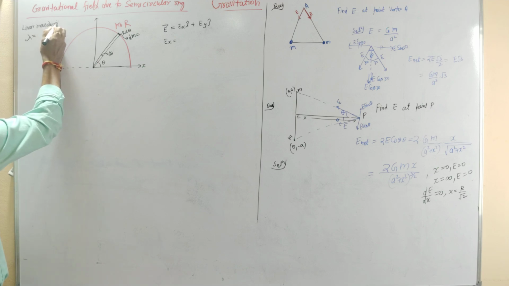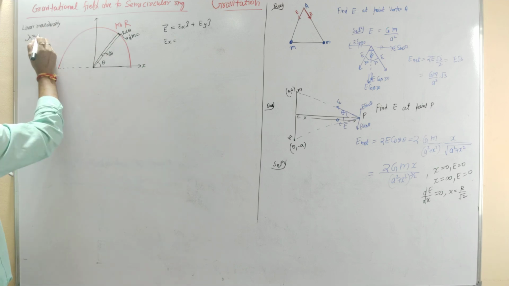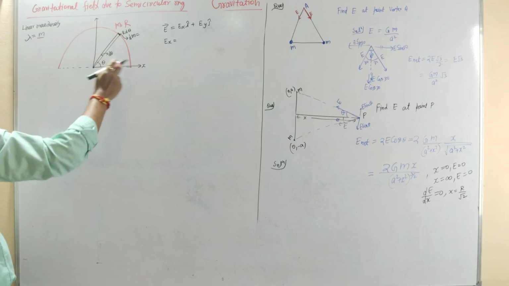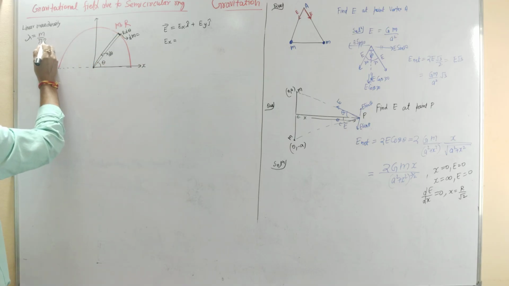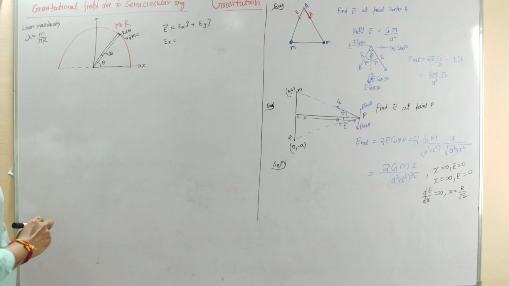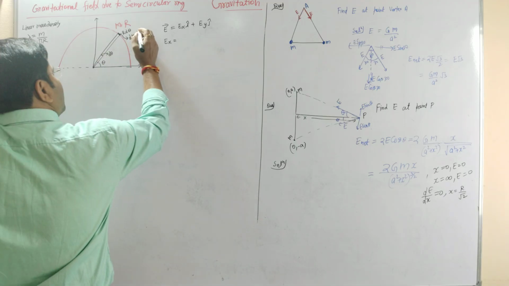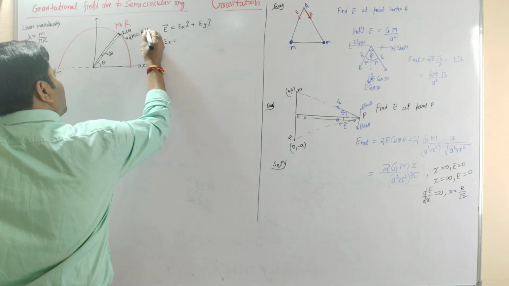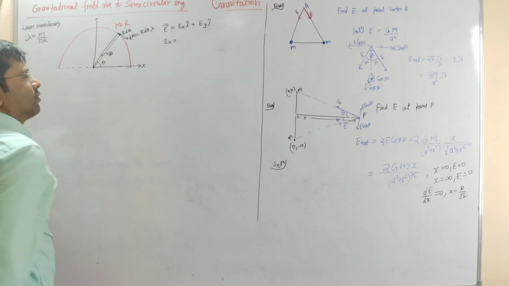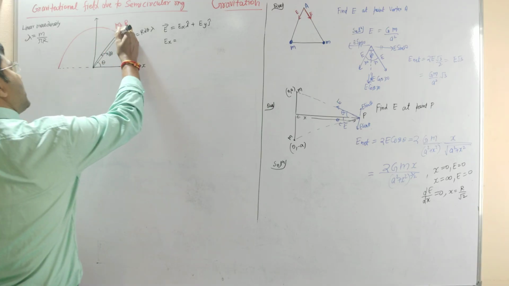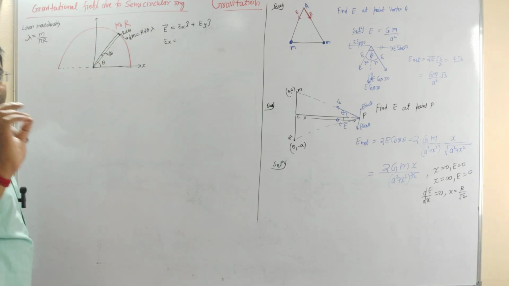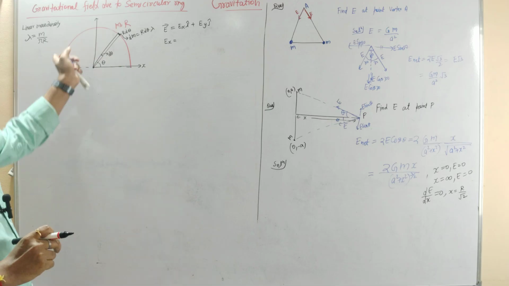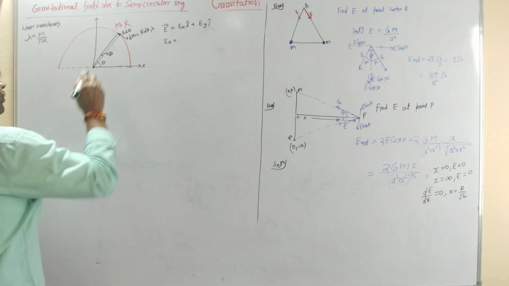What is given? Mass m given. What is the length of this ring? That is pi r, half of the circle. So this is lambda, m upon pi r. So dm is lambda into r d theta. This is dm, the elemental mass. I am taking one very small mass on this ring.